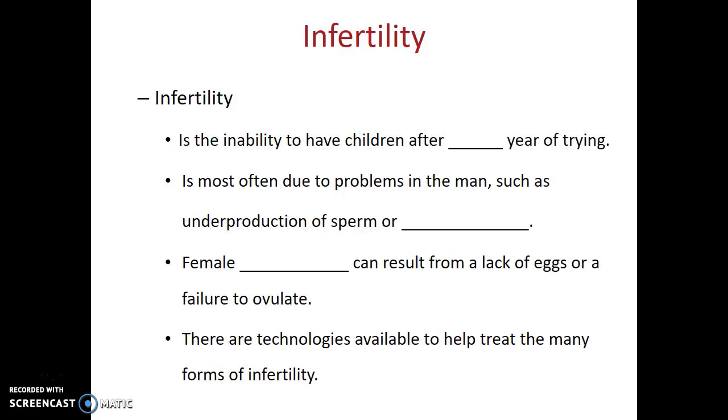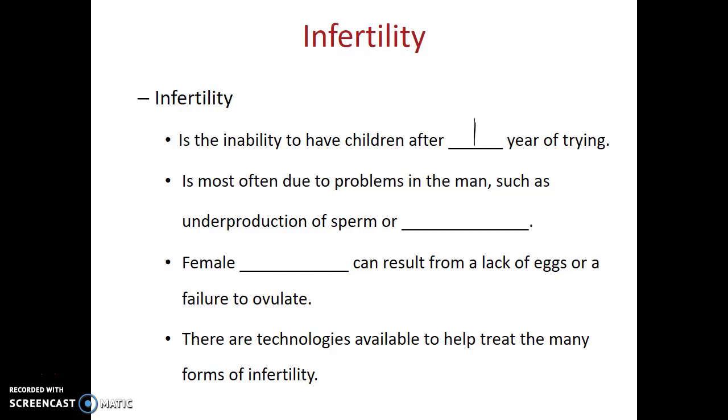The last topic that we'll discuss in this chapter is infertility. Infertility is clinically defined as the inability to have children after 1 year of trying. Now, just because a couple has not had a child in that first year, it does not mean that they will never be able to have children. It just means that they are not as fertile, as typical, or as average.